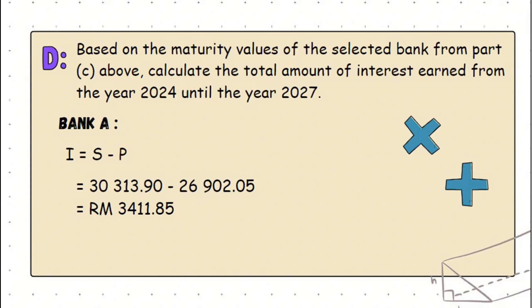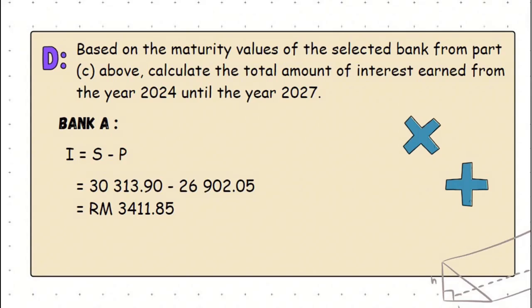And for question 1D, based on the maturity value of the selected bank from part C, calculate the total amount of interest earned from the year 2024 until the year 2027. To do this question, we can use the formula I equals S minus P.